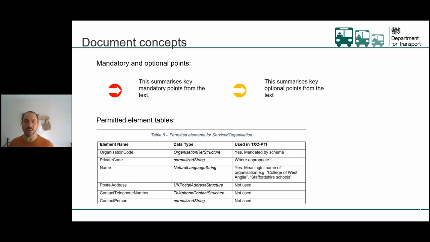Another useful piece of content in the profile is these permitted element tables. I've just done a snippet here, an example for serviced organizations, but it shows for each of the elements for a serviced organization whether it's essential for the profile, and also gives information about whether it's also mandated by the schema. This table is throughout the document, and you can see this element by element description of whether it's mandatory, whether it's optional, and whether it's used at all. This breakdown is really helpful.